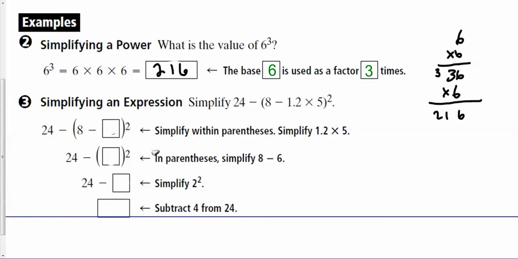I'm going to multiply first. So 1 2/10 times 5 gives me 6. So then I do 8 minus 6, which gives me 2. So now I have 24 minus 2 squared. 2 squared is 4. Then 24 minus 4 is 20. So that was quickly going through this.